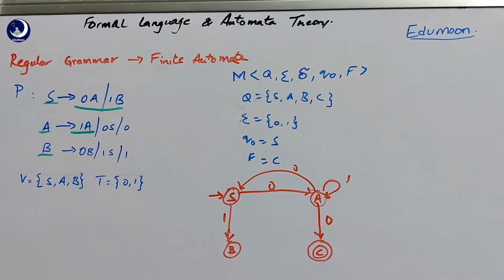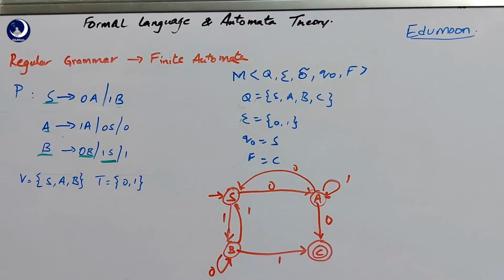Similarly, the productions of B can be given as B on 0 gives 0B, and B on 1 goes to S. So we can have a self loop for the state B over 0, and it goes to state S over 1, and finally B on 1 gets accepted. So that looks like the following state diagram. For C we haven't given any transition because this is a straightforward approach where we can directly give the transitions, and the output we are getting is an NFA.